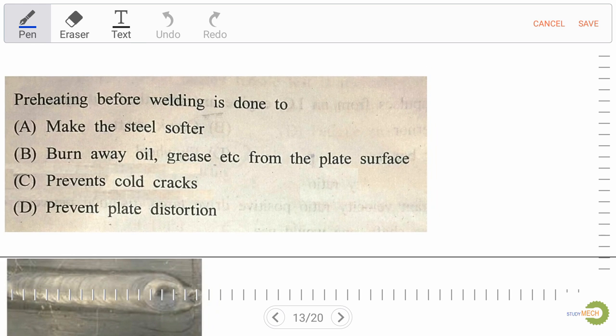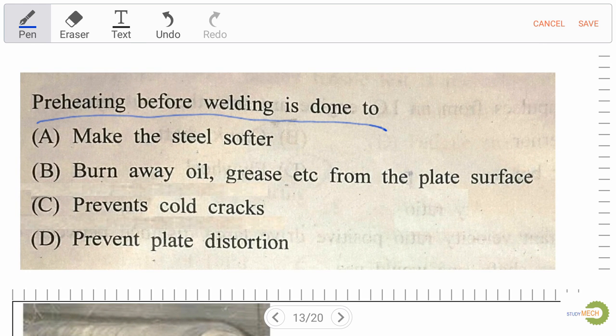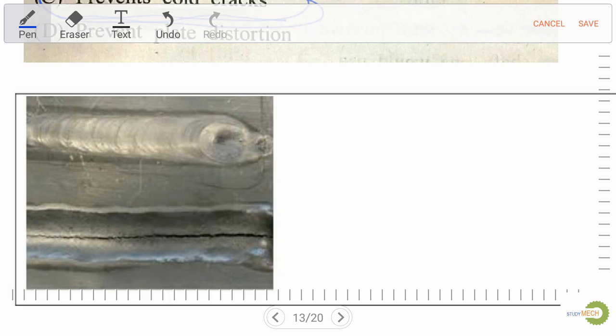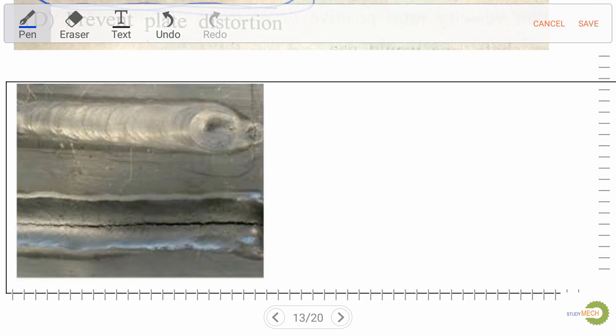Now let's discuss the next question. Preheating before welding is done to option A, make the steel softer, B, burn away oil, grease, etc. from the plate surface, option C, prevent the cold cracks, and option D, prevent plate distortion. Our right answer over here is option C, prevent cold cracks. So it is our right answer. Always remember, option C is our right answer. Now let's discuss this preheating.